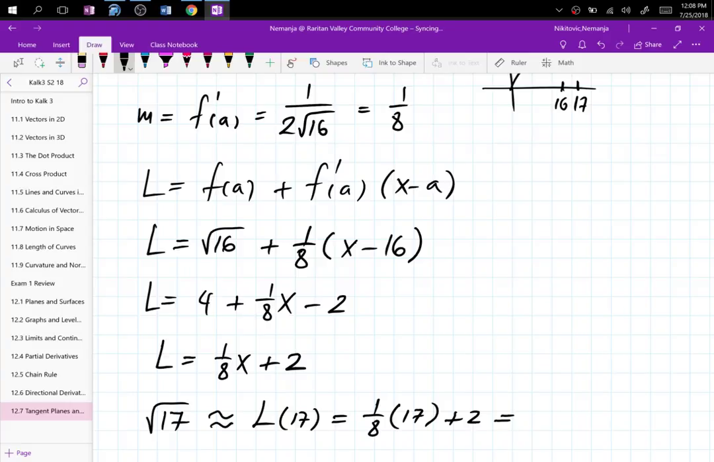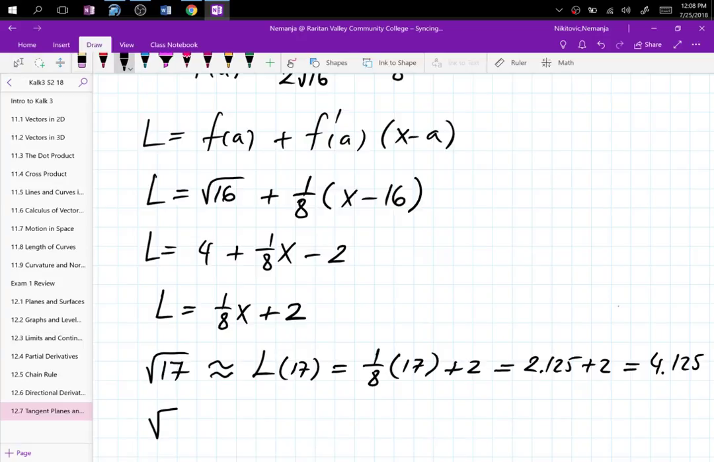So now you can go in the sand with a stick and divide 17 by 8, you will get 2.125, and add 2 to that to get 4.125. So you approximated that the square root of 17 is about 4.125. And then you get rescued.